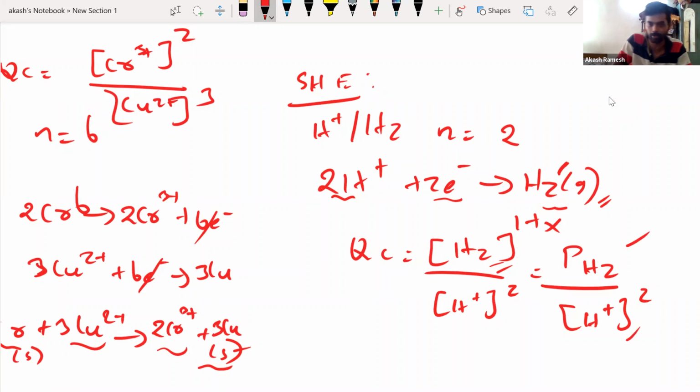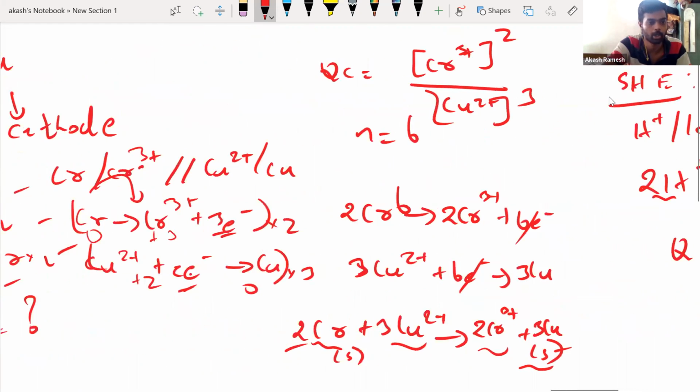Again, which will be the numerator and which will be the denominator depends on the reaction, whether it's cathode or anode. In this case, it is reduction, so I wrote it like this. If it was oxidation, I would write something else. Something else means H plus will go to the numerator and H2 will come to the denominator. So this is what I wanted to mention to you.